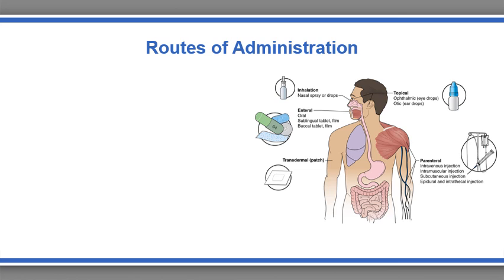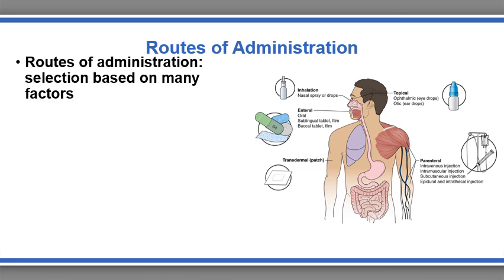Looking at routes of administration, this is going to be based on many different factors. Some of the more important factors include the rate at which the drug gets absorbed and the duration of the drug action. There are other factors, but those are probably two of the more important ones.